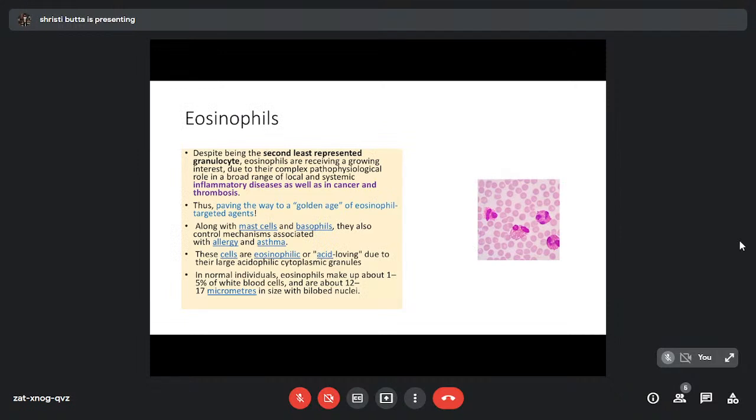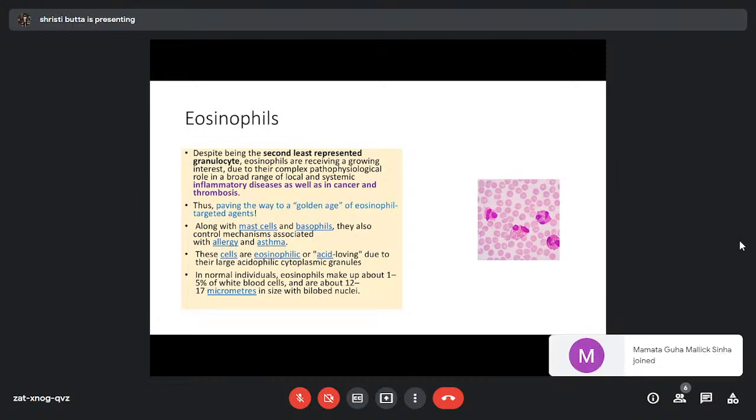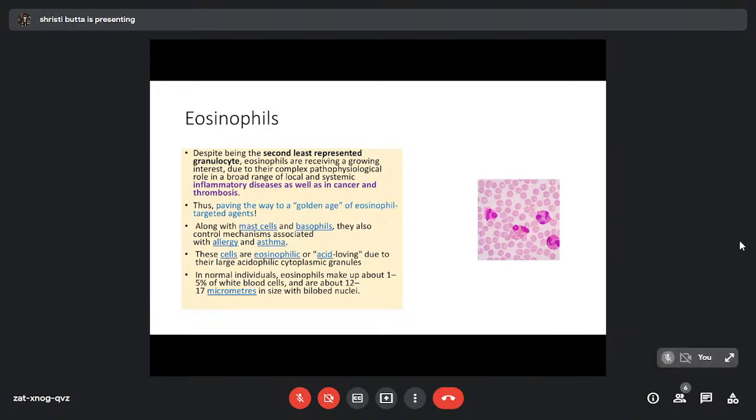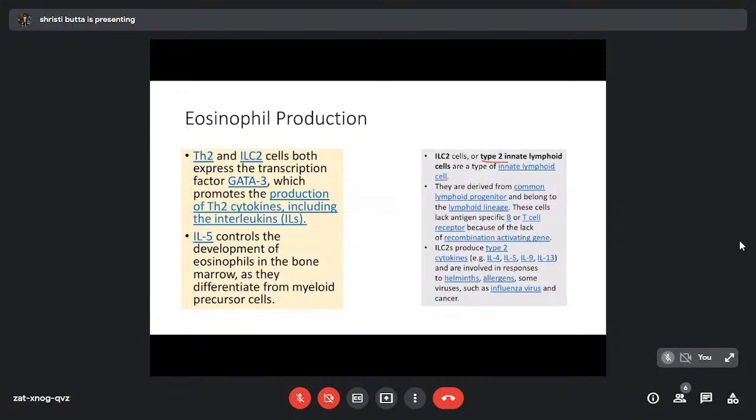Now coming to eosinophil production. Who produces eosinophils? Yes, they are produced by the CD34 pluripotent hematopoietic stem cells, right? But what is the signal responsible for it? We have the T helper 2 cells and the ILC2. The ILC2 is the type 2 innate lymphoid cell. This type 2 innate lymphoid cell is derived from a common lymphoid progenitor and belongs to the lymphoid lineage. These cells lack specific B or T cell receptors because of the lack of the recombination activating gene.